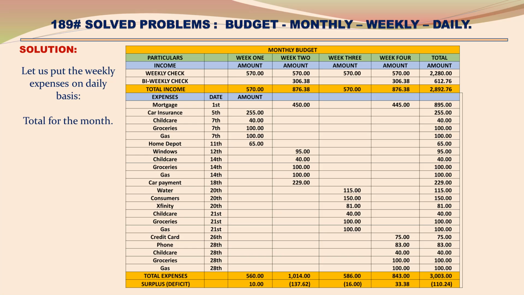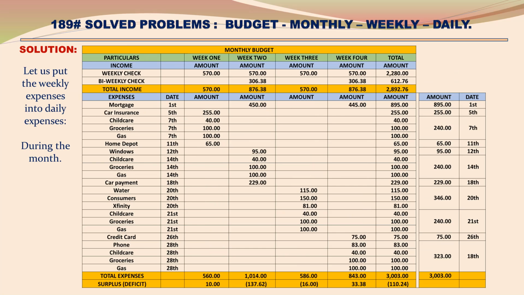child care on 21st 40, groceries on 21st 100, gas on 21st 100, credit card on 26th 75, phone on 28th 83, child care on 28th 40, groceries on 28th 100, gas on 28th 100. Total expenditure for the month 3003. Total revenue for the month 2892.76. There is a deficit of 110.24 during the month. Let us put the weekly expenses into daily expenses during the month.